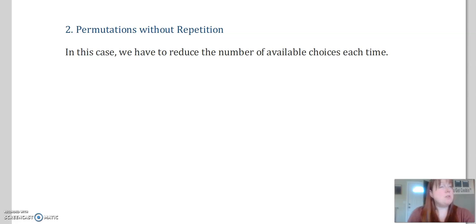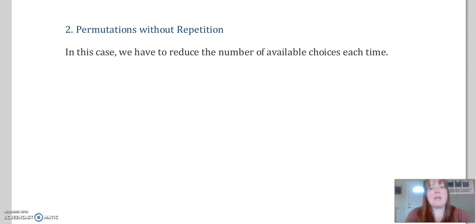Let's remember that permutations mean we're trying to figure out how many different options, how many different ways we can order a certain number of things. And in this case, we're going to talk about permutations without repetition. These are pretty much just standard permutations. When people say permutation, this is usually what they mean. And remember, order matters with permutations. So 3, 2, 1 is different than 1, 2, 3.